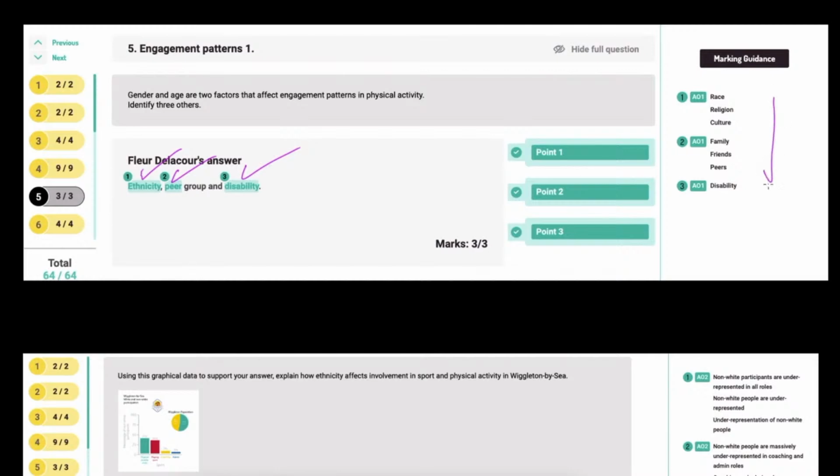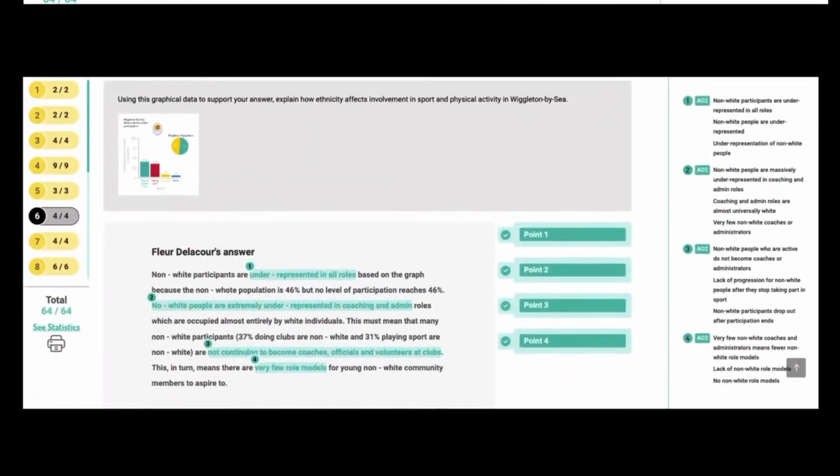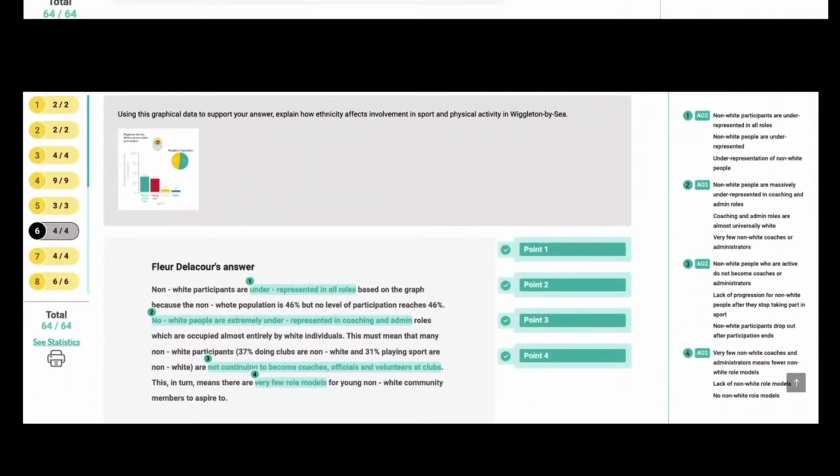And then you see the mark scheme there. Obviously, check the mark scheme you've got in front of you. Now here, we've got an interesting question. Using this graphical data, and can I please stress that engagement patterns are really likely to come with data tables and graphs. Using this graphical data to support your answer, explain how ethnicity affects involvement in sport and physical activity in this town.